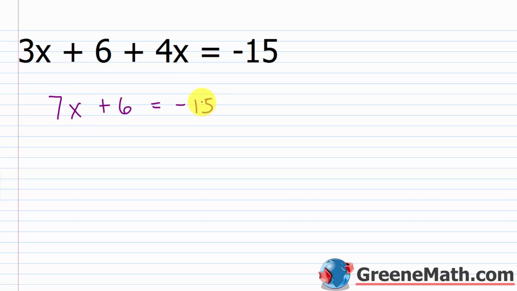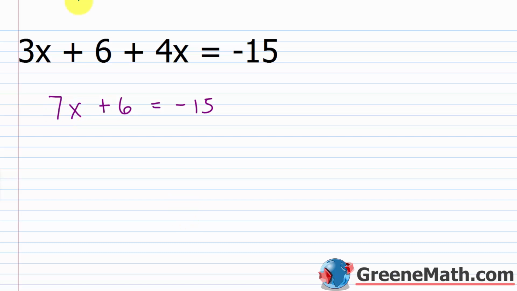Now, I can't solve this in one simple step, but I can solve it in two. I'm going to use both of my properties here. I'm going to use my addition property of equality, and I'm going to use my multiplication property of equality. Now, a lot of you would say, okay, 7 is multiplying x. Let's go ahead and undo that. Well, you can solve it that way, but it's going to be much more complicated.